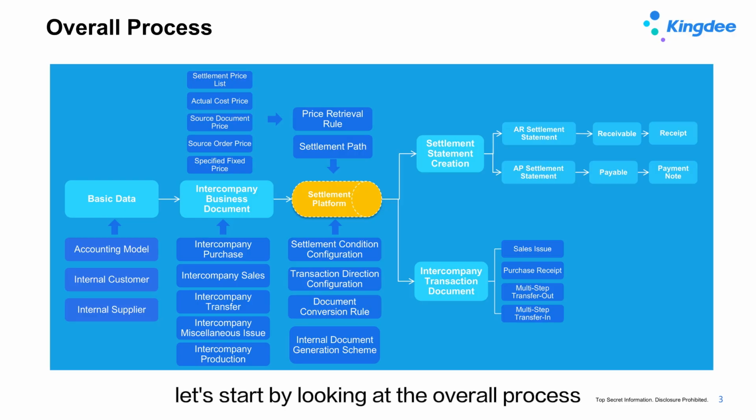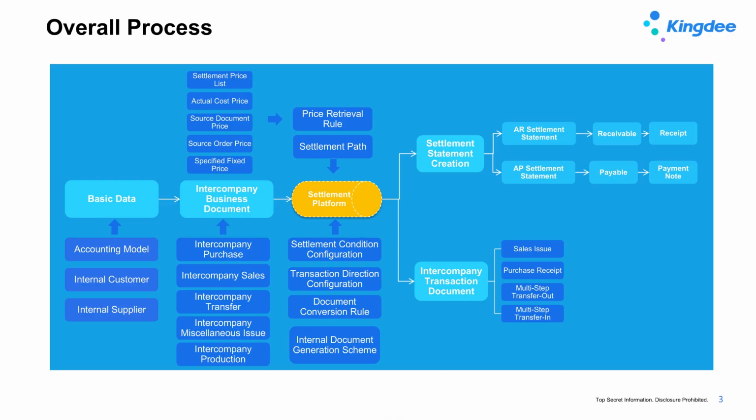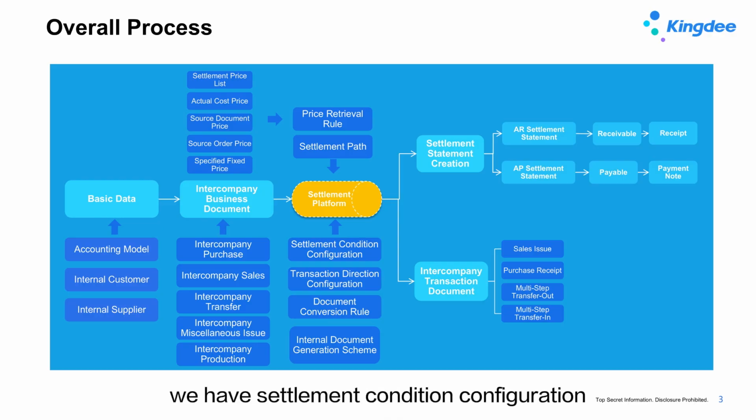Let's start by looking at the overall process of intercompany settlement. First, we have the settlement platform. On this platform, we have settlement condition configuration, transaction direction configuration, document conversion rule, internal document generation scheme, price retrieval rule, and settlement path. These settings are predefined in the system, so we just need to get a sense of them. In daily use, we can use the default configurations. You only need to set the settlement path and price retrieval rule.